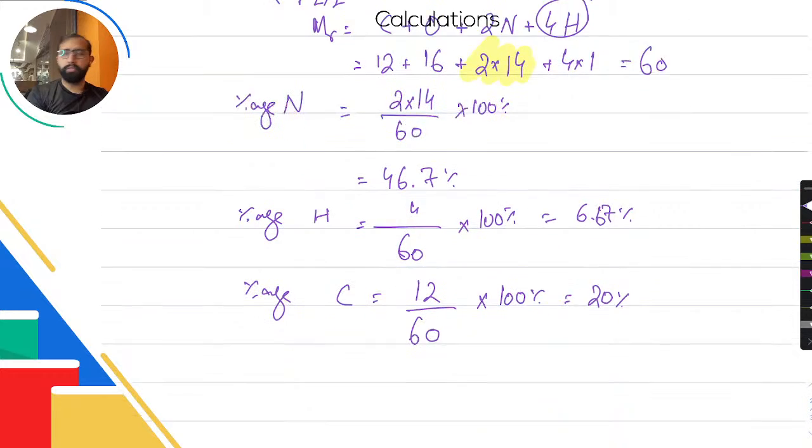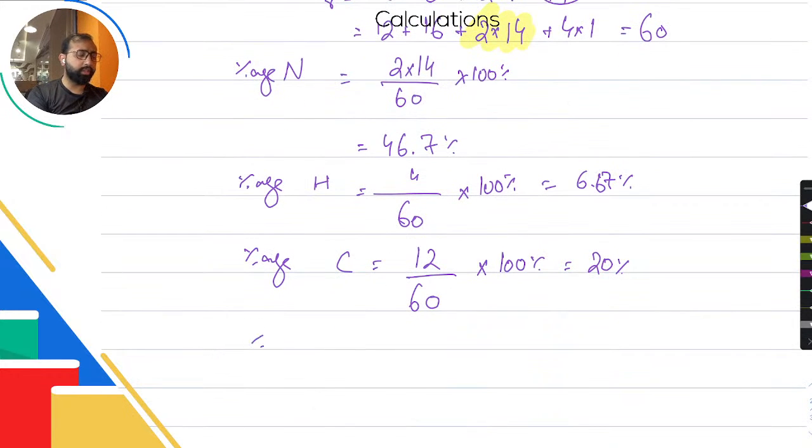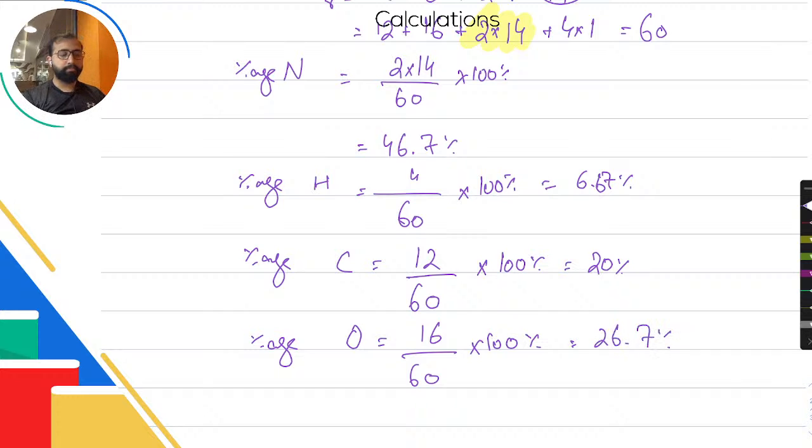And lastly, you can figure out the percentage for oxygen either by taking the mass or just add all of them up and subtract from 100. So if I have oxygen is 16 over 60 times 100%, that gives me what? 26.7%. All right. Now I have that percentages.